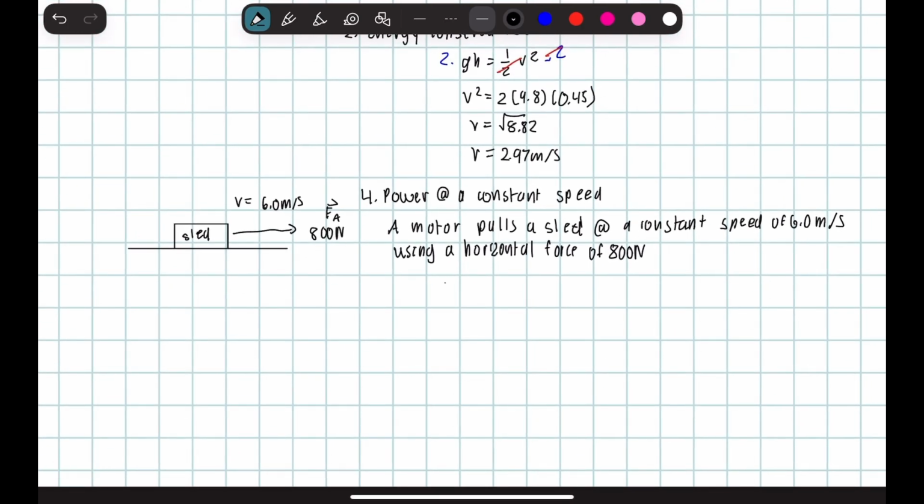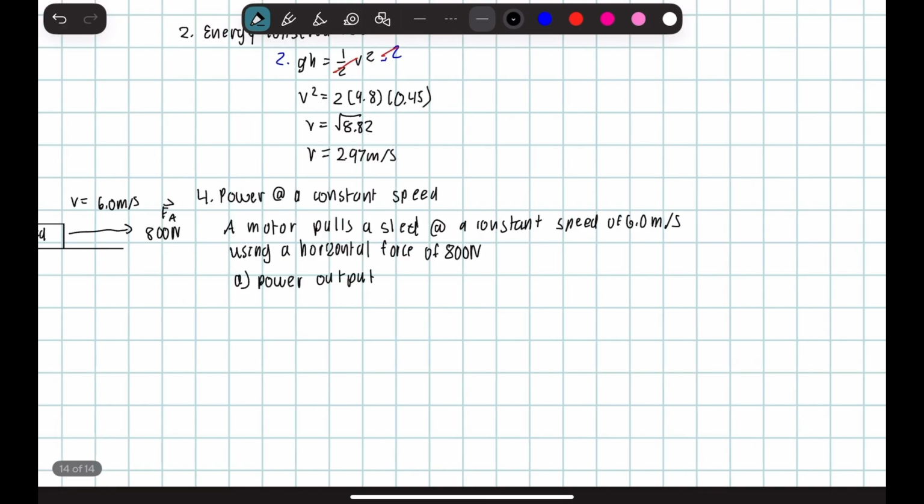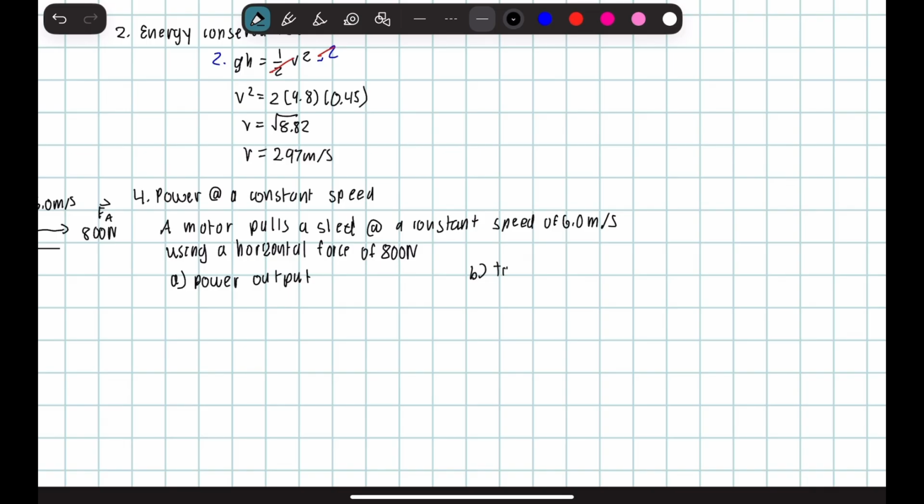We want to calculate the power output, and also the time required to do 96,000 joules of work. For this, we can use the alternative formula for power, which is P equals Fv, and that's going to be 800 times 6.0, and that's equal to 4,800 watts.